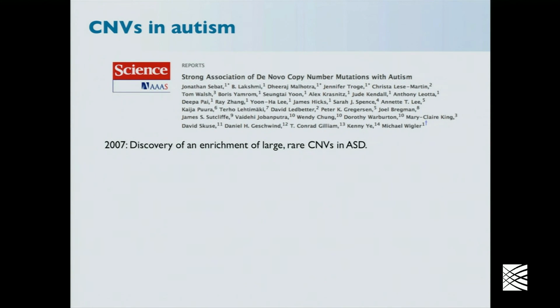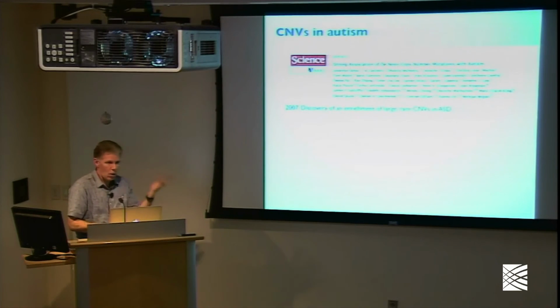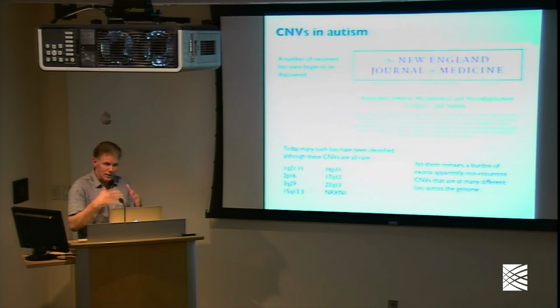Around 2007, there was some seminal work done by Jonathan Sebat, where he showed an enrichment of large, rare CNVs in autism. Even though he had very few samples, he picked up this signal. These are rare CNVs, so they're not the same CNV in everybody. Sometimes they're at the same locus, but if you have autism, you're also more likely to have these large, rare CNVs, or at least more of them, scattered around your genome.